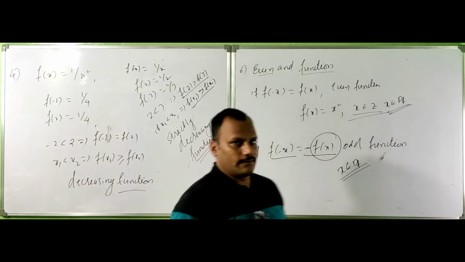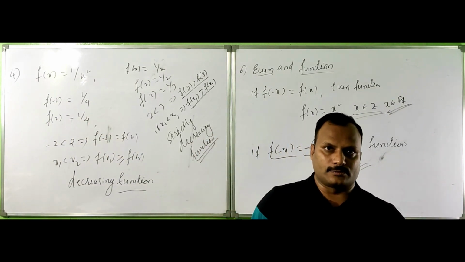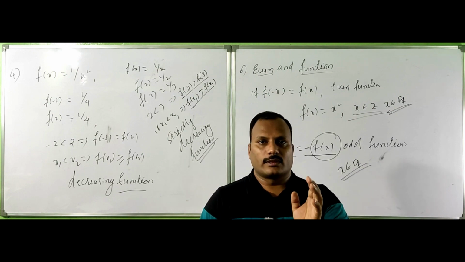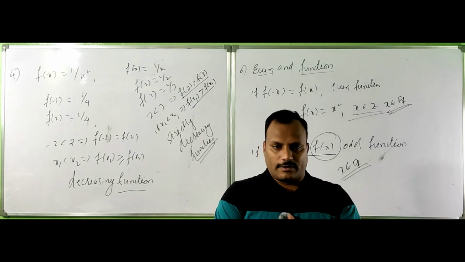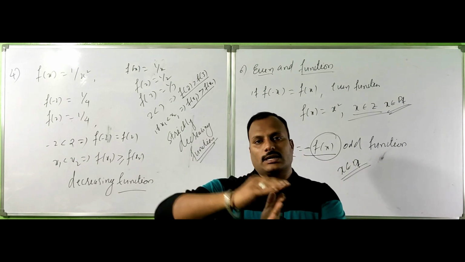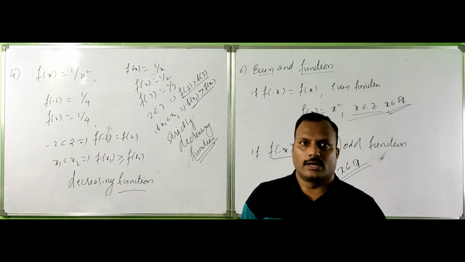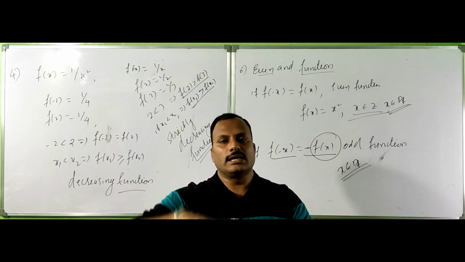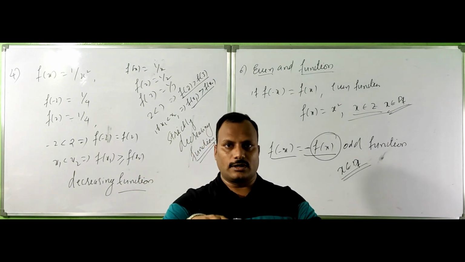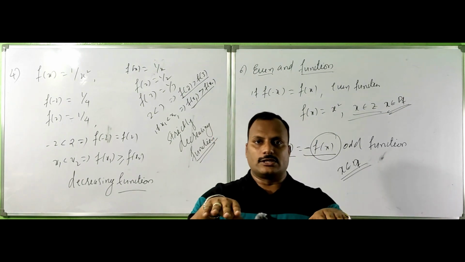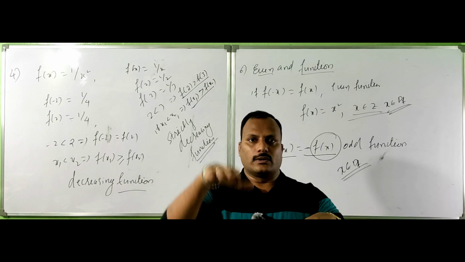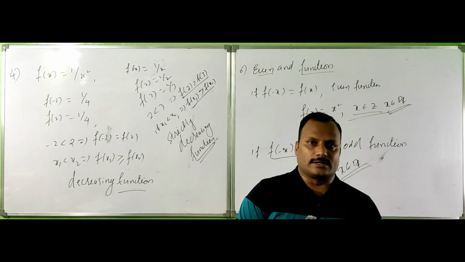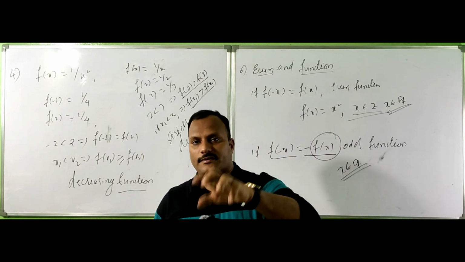Monotonic functions. For every x1 less than x2, the small value and greater value, implying f of x1 is less than or equal to f of x2, it is called an increasing function. If f of x1 is less than f of x2, it is strictly increasing.